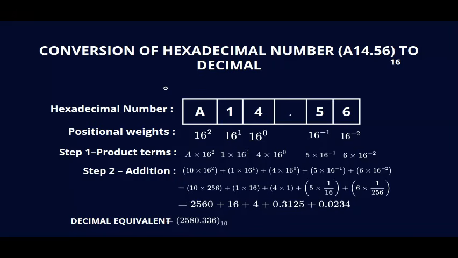The hex number in this case is A14.56. The weights from the left of the hex point are 16 raised to 0, 16 raised to 1, and 16 square. To the right of the hex point, there are negative powers, namely 16 raised to minus 1 and 16 raised to minus 2. Here we are taking the positional weights as powers of 16 because the base of the hexadecimal is 16.